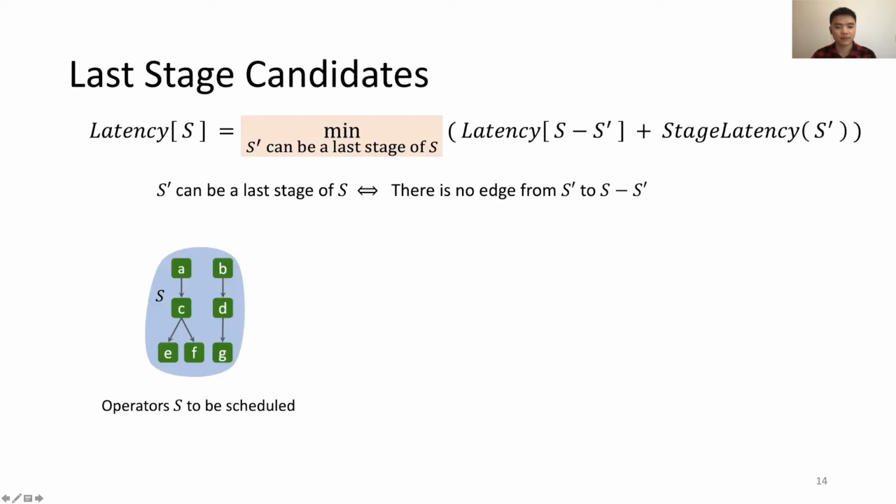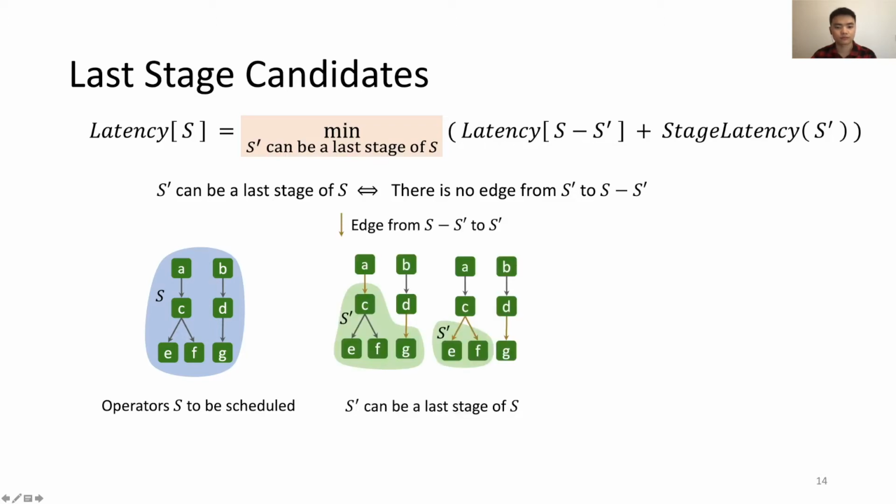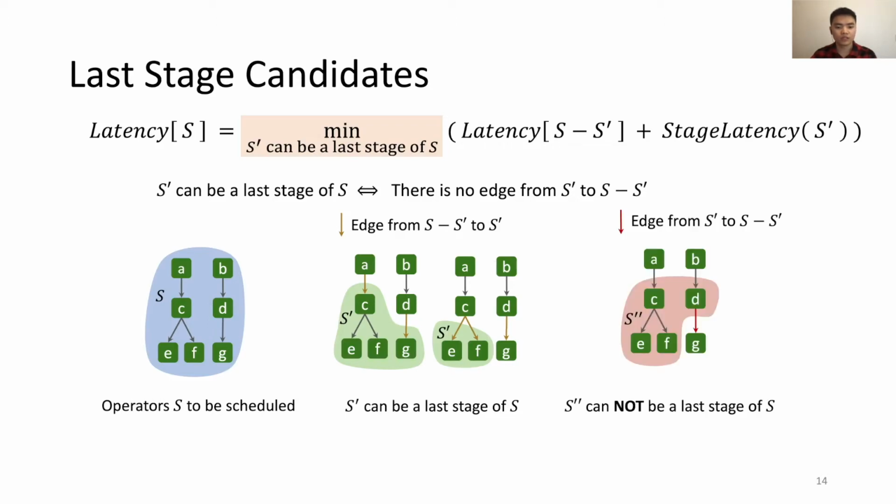Let's look at this example. We want to schedule operators S. We choose 2 candidates of last stage here. All edges between S prime and S minus S prime are from S minus S prime to S prime. We also give a counterexample here. S double prime is not a last stage of S because there is an edge from S double prime to S minus S double prime, which violates the dependency.